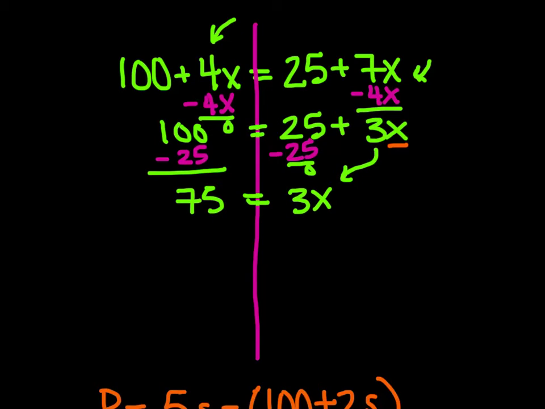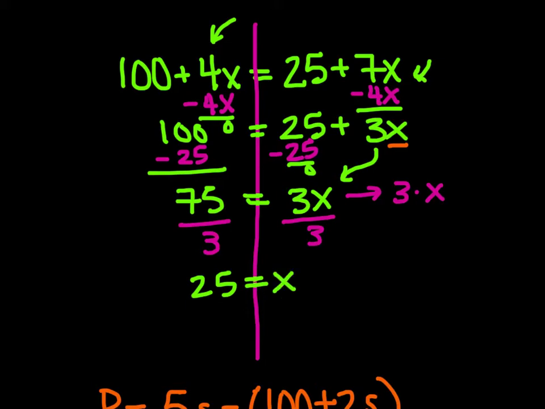Very last thing, I see that I have 3x, which is also written as 3 times x, so we could divide by 3 on both sides. So 75 divided by 3 gets me 25, and that is equal to x. So I just used some properties of equality to balance this equation. I subtracted when I saw addition, and I divided when I saw multiplication. So I balanced things. I continued to find equivalent expressions.